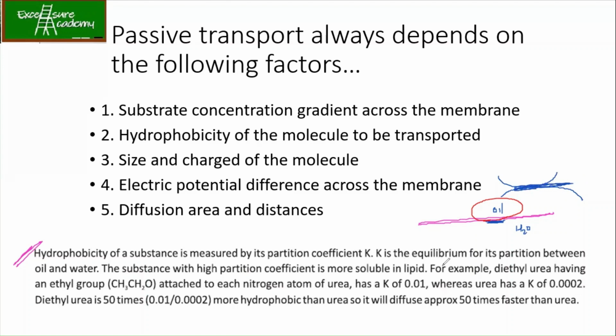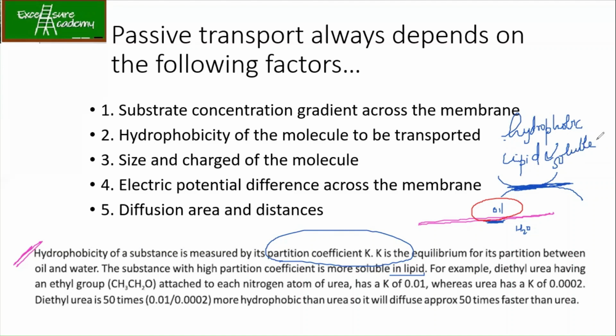So here the K is the equilibrium for its partition between the oil and water. So partition coefficient K. Okay. The substance with high partition coefficient is more soluble in lipid. यानी कि क्या? पार्टीशन कोएफिशिएंट जितना ज्यादा होगा, it means it is highly lipid and highly hydrophobic in nature. ठीक है? So it will be more soluble in lipid. Are you getting the point? जितना ज्यादा आपका हाइड्रोफोबिक होगा उतना ज्यादा लिपिड सॉल्युबल होगा. Is this much clear? Okay.